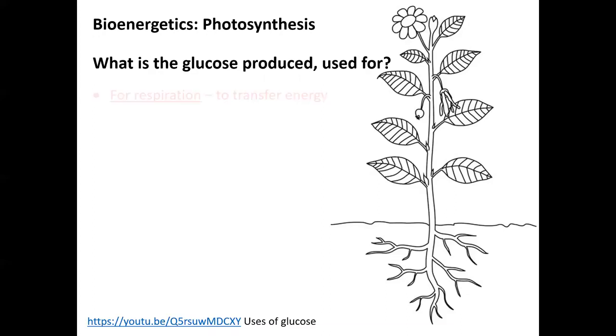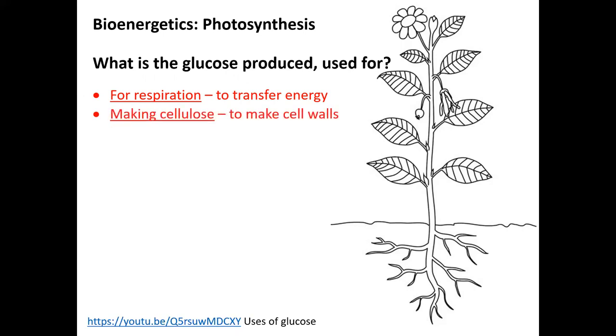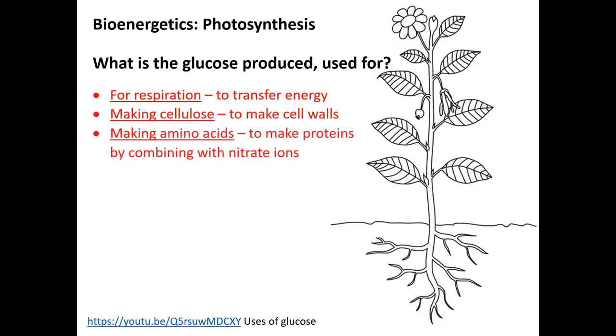So the first use, respiration. Okay, so this is how the plant gets its energy to carry out life processes. The second, making cellulose. So cell walls are made out of a substance called cellulose, and that's produced from glucose. We've got making amino acids, and those amino acids can link together to make proteins. But for the plant to make amino acids, it needs nitrates, which it absorbs through its roots from the soil as well, and the nitrates basically react with the glucose to form the amino acids.